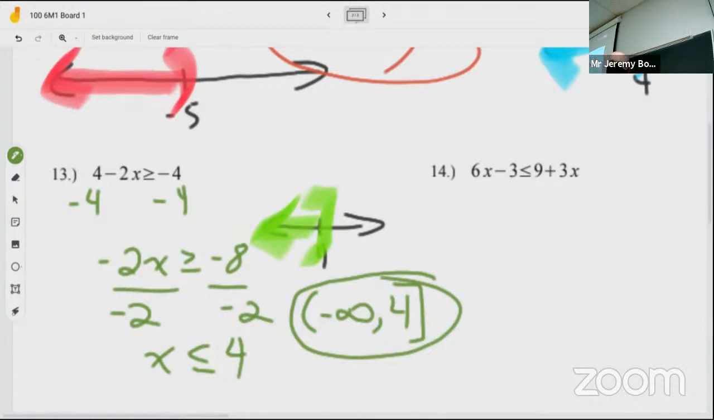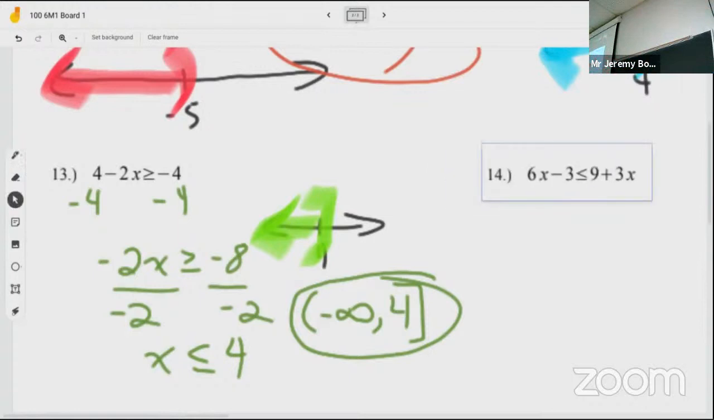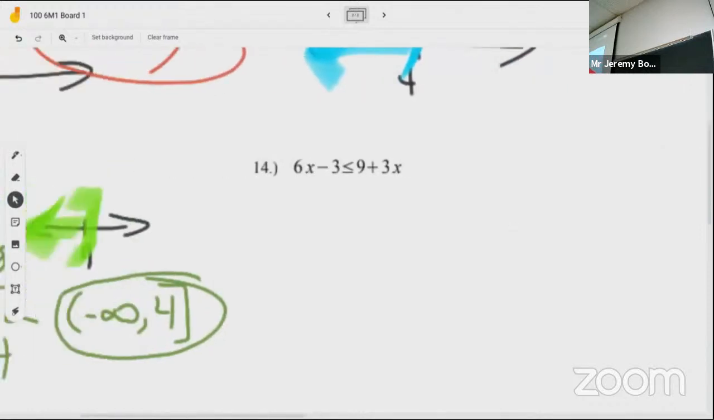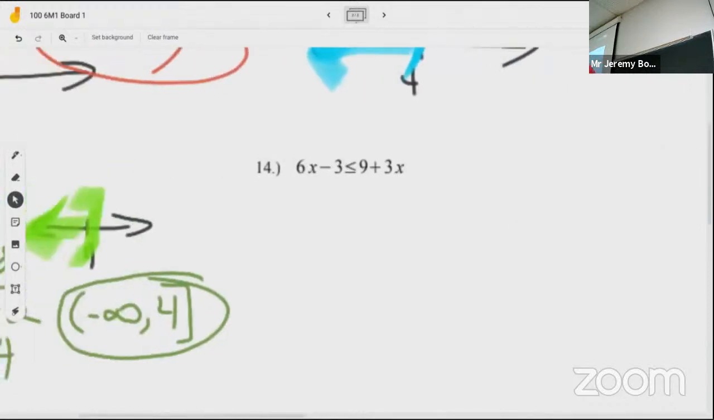Questions on 13? 14 then. Okay, so this one's getting a little bit more advanced. We got constants on both sides, and we got variables on both sides. So we can do whatever we want, really. We just got to move all the variables to one side and all the constants to the other.